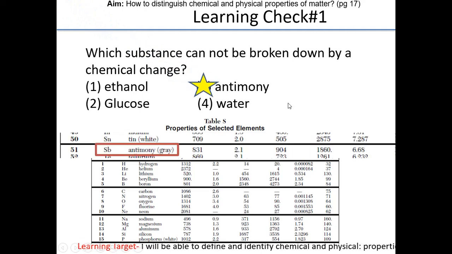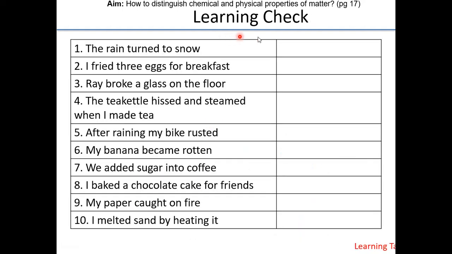Antimony. So antimony is number 51. Okay, so remember on the Regents they try to pick an element that you may not have seen before. So don't get lazy. Look at Table S.